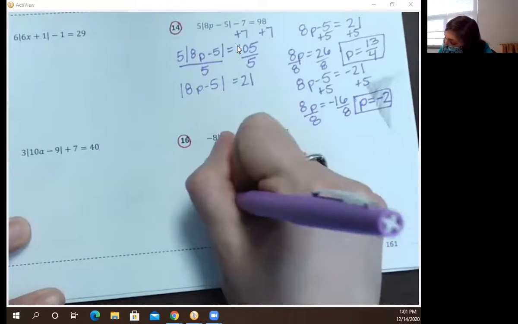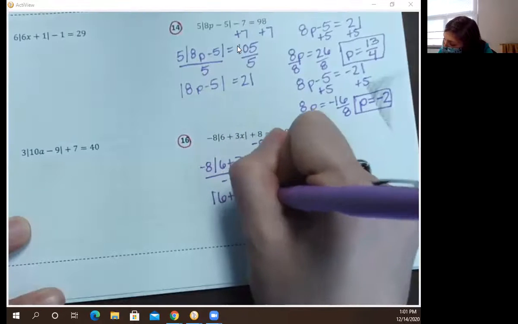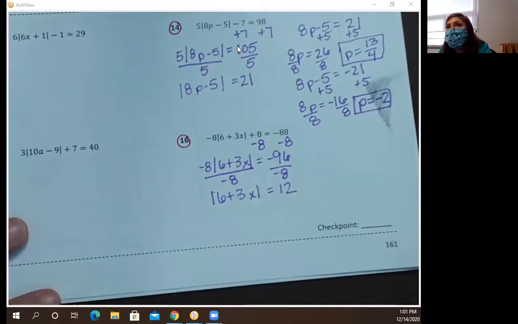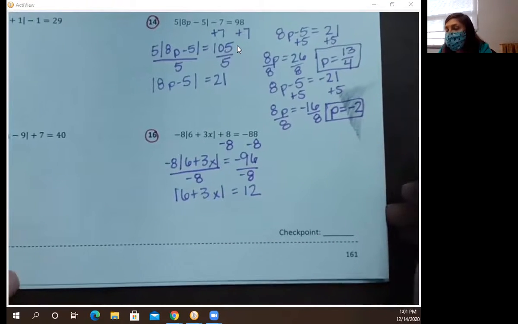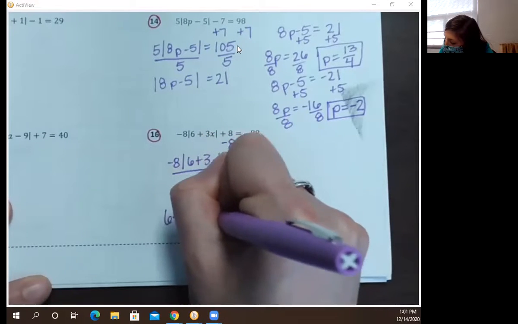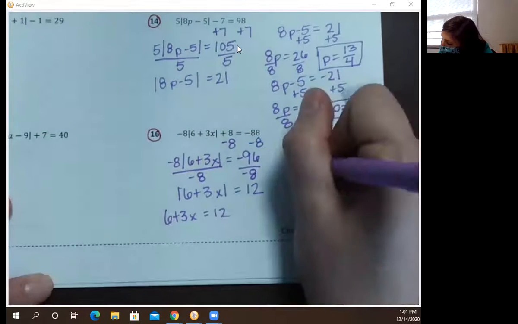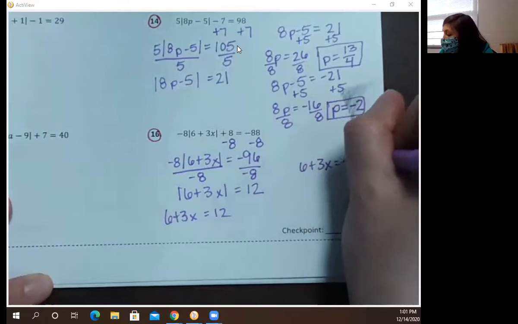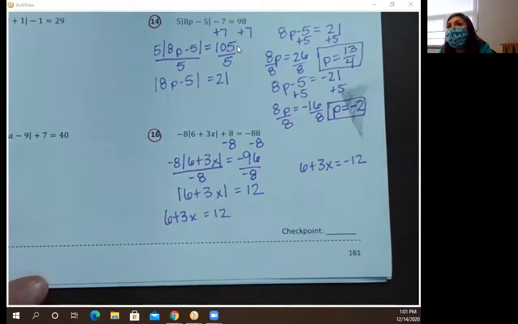And we get the absolute value of 6 plus 3x equals 12. And then we can set 6 plus 3x equal to positive 12, and 6 plus 3x equal to negative 12. And then same idea, solve each equation to see what you get for x.